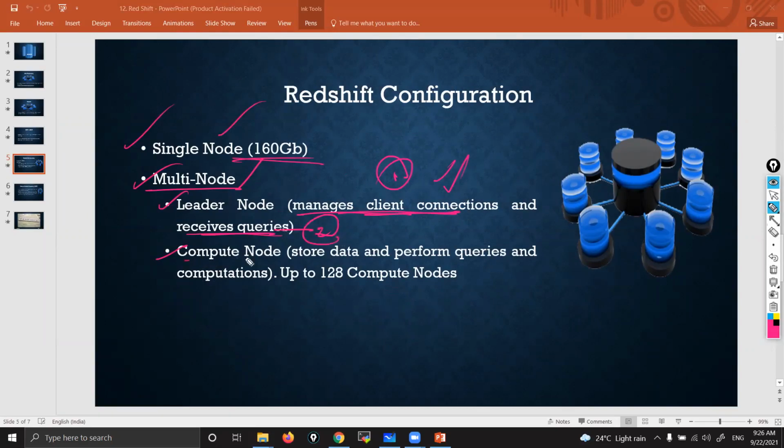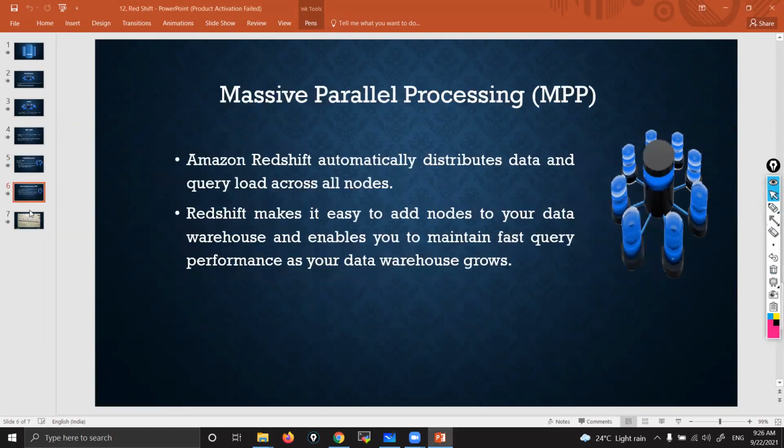What about the compute node? That is where data would be stored. That is the first task. And where the actual query operation will be performed, it performs queries and computations. Okay, that we already discussed. So up to 128 nodes only. That's a limit that they have given. And here it is massive parallel processing. There is an advantage in Redshift, that is massive parallel processing.